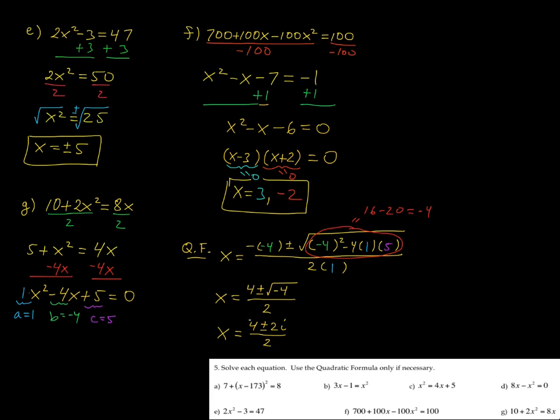And now I'm just going to split this up into 2 fractions as such. And so now for our solutions, we have 4 over 2 is 2, and this is then plus or minus 2i divided by 2. The 2's divide out, and I'm just left with an i. All right, so we wind up with these 2 solutions.